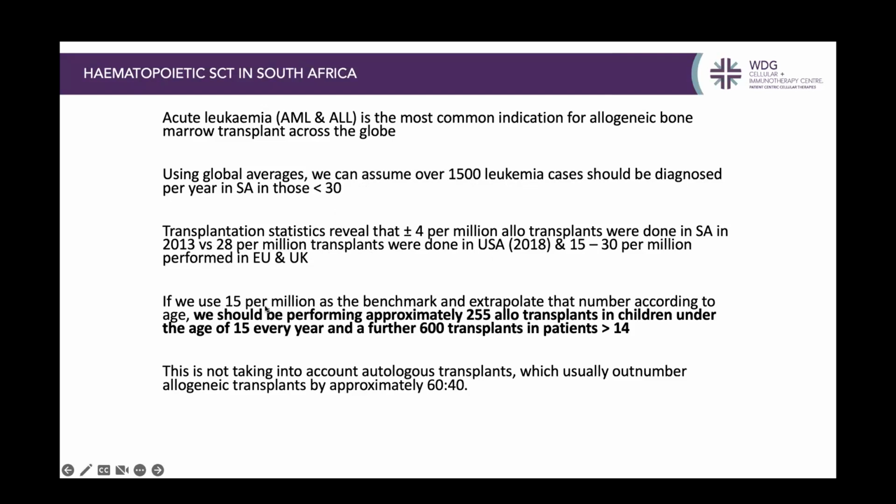So if we use 15 per million as a benchmark and extrapolate that number according to the age, we should be performing approximately 255 allogeneic transplants in children under the age of 15 every year, and a further 600 transplants in patients older than 14. And this is not even taking into account autologous transplants, which usually outnumber allotransplants by approximately 60 to 40.